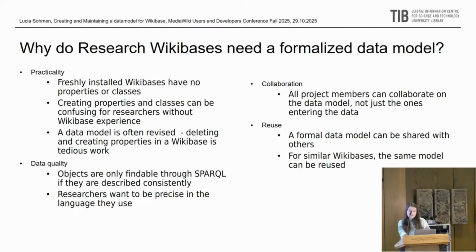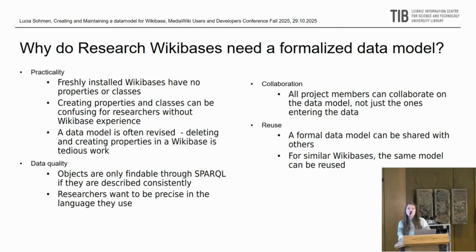Okay, so first of all, you might ask the question, why do we even need a formalized data model? Like, why can't I just input all the properties and classes when I need them? There are many reasons. First of all, there's the practicality. As you probably know, when you freshly install a Wikibase, there's nothing in it. There are no properties, no classes, nothing. And we are working with researchers who are experts in their fields, but not necessarily experts in Wikibase. So this can be very confusing for them to create properties, especially properties, but also classes and other things as well.